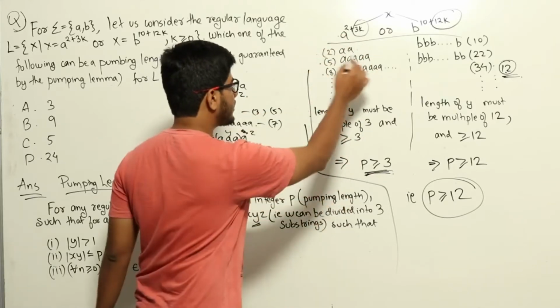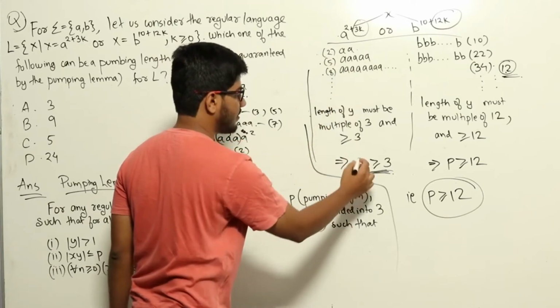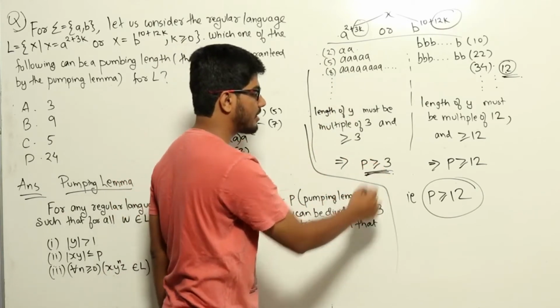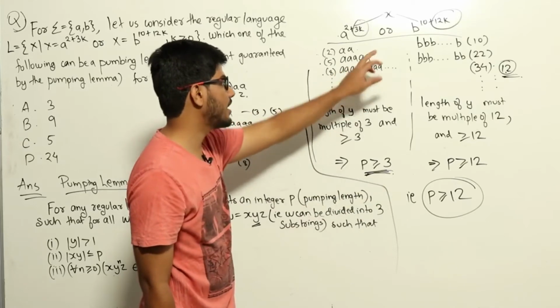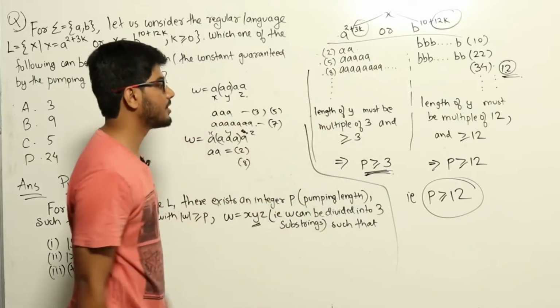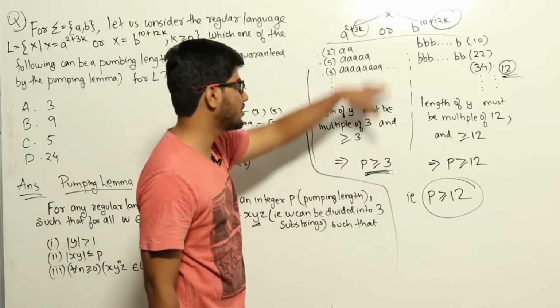But the length of this string is 5, but we are not worried about that. The pumping length p should be for strings of length greater than or equal to 3. Only that the first string belonging to the language with length greater than or equal to 3 had a length of 5. But we are not worried about that. P should be greater than or equal to 3 for this part.